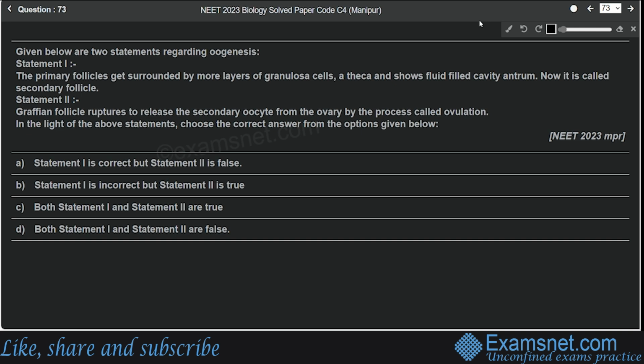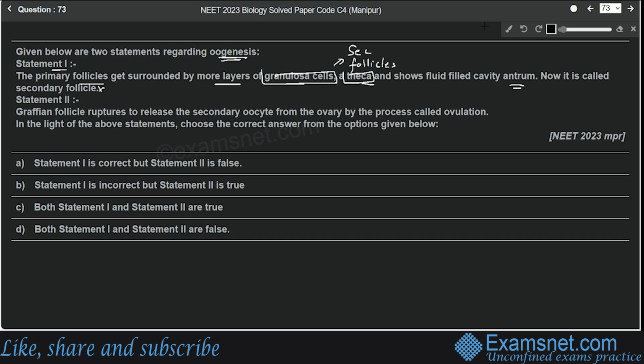Question number 73 is from the chapter Human Reproduction. Here two statements regarding oogenesis are given. The first statement says the primary follicles get surrounded by more layers of granulosa cells, a theca, and show a fluid-filled cavity antrum. Now it is called secondary follicle. In fact, this is partially correct because the first part of this statement is correct. Primary follicles get surrounded by more layers of granulosa cells and a theca. After this they are known as secondary follicle.